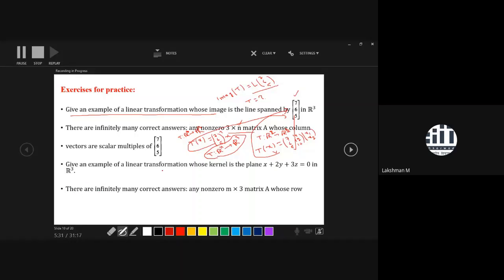Give an example of a linear transformation whose kernel is the plane. It is a plane in R3. It is a 3D plane. So what is the answer? Again, this question will have a variety of answers. So row-wise, what will you do? The simplest answer is that you can define your transformation this way.